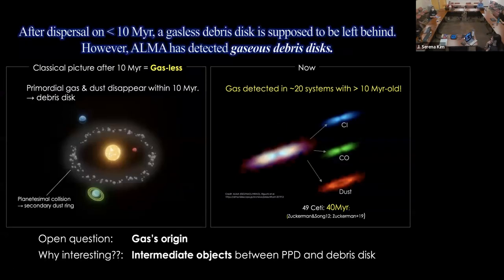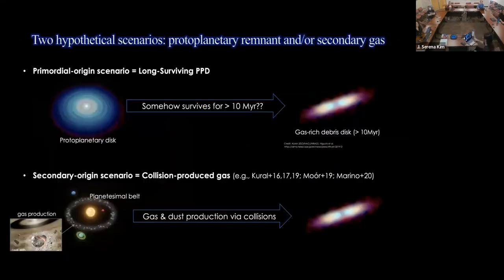So I introduced that classically gas disks are thought to dissipate within 10 million years. After that, disks are supposed to be gasless. But recently, very old gas disks have been detected in more than 20 sources. These are called gas-rich debris disks. The gas origin is unknown, and is one of the hot topics in the field now. I think it's particularly interesting because this could be an intermediate object between PPD, protoplanetary disk, and debris disk. So it should hold a key to understanding the dispersal process, the evolutionary process from protoplanetary disk to debris disk.